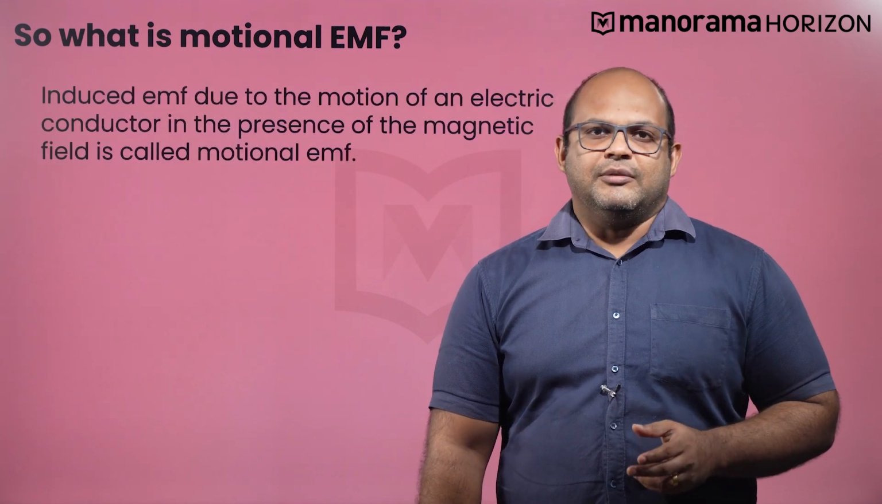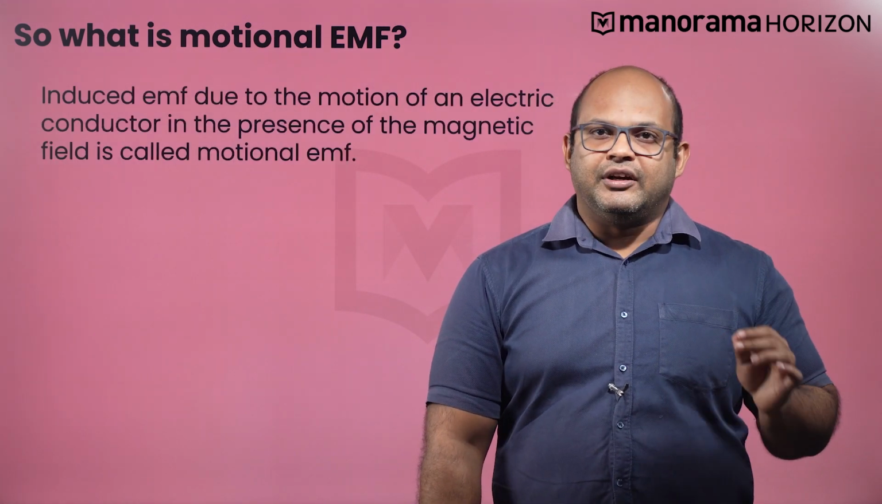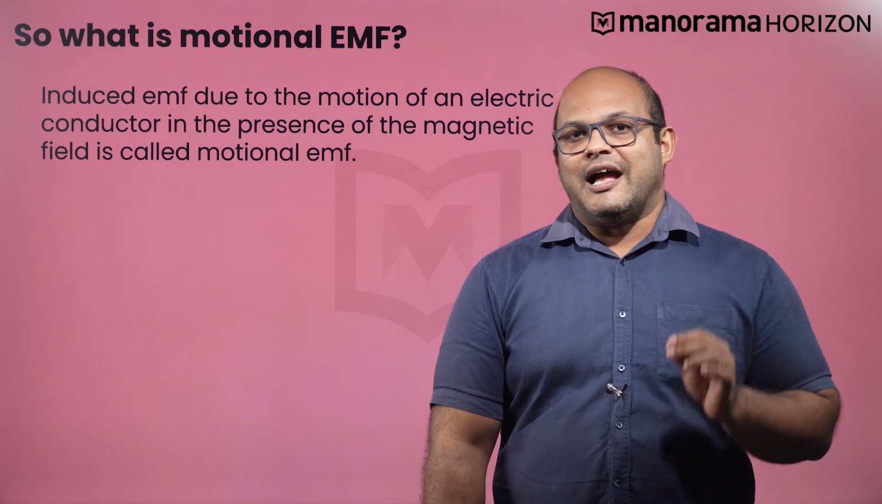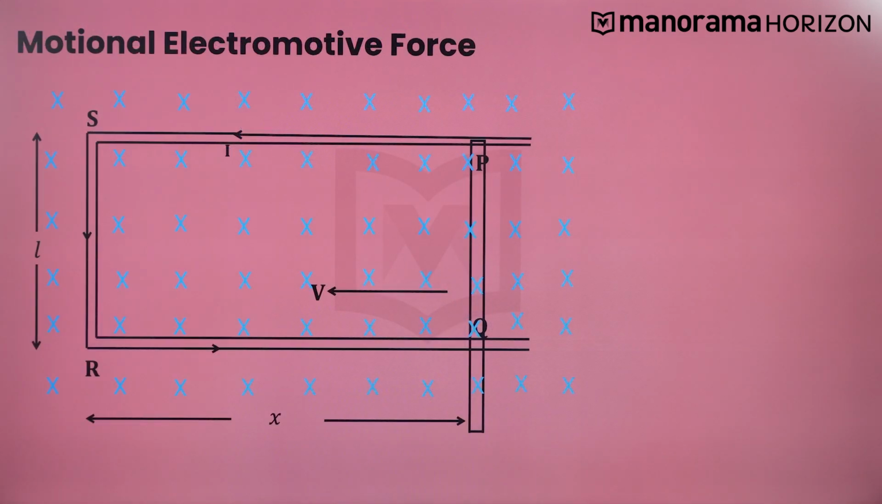From the above discussion, we can reduce the definition for motional EMF, that is, the induced EMF due to the motion of an electric conductor in the presence of a magnetic field. Let us derive an equation for motional EMF. Consider the given picture, which shows a rectangular conductor PQRS.